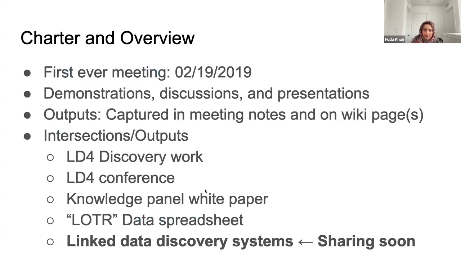The first ever meeting was several years ago in 2019. We've had a mix of demonstrations, discussions, and presentations, and we've tried to capture some of our outputs, and our work does have intersections with work that was done in the LD4 grants prior. We've presented or had a space at the conference. The affinity group members have worked together on outputs like the knowledge panel white paper, and are currently working on a linked data discovery system spreadsheet. I was supposed to make sure that went out before the conference, but we will try to make sure it goes out by the end.